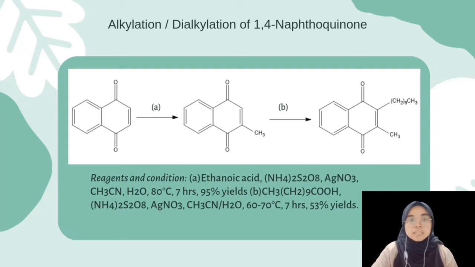Then, for reaction B, the alkyl naphthoquinone underwent the same radical decarboxylation or addition under the same conditions as reaction A, with the presence of CH3CH2COOH, (NH4)2S2O8, silver nitrate, CH3CN with water at a temperature of 60 to 70 degrees Celsius for 7 hours, and obtained a dialkylated naphthoquinone compound with 53% yield.